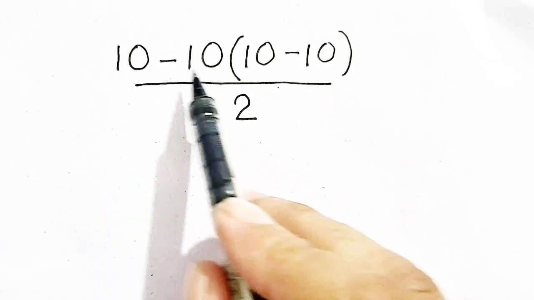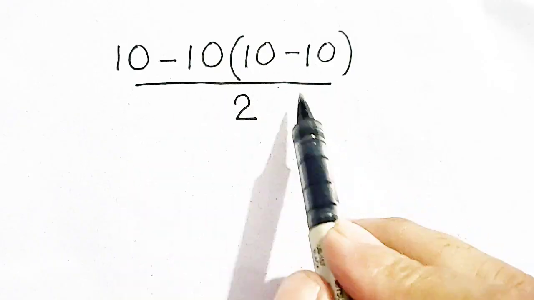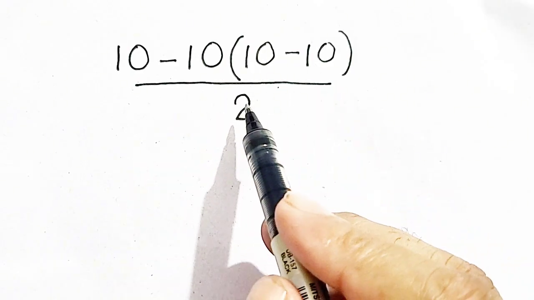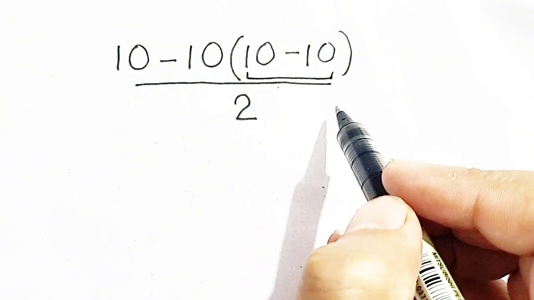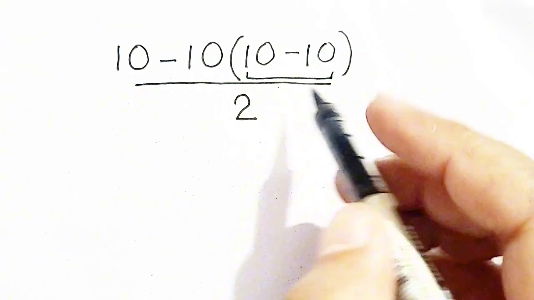The question is 10 minus 10 times (10 minus 10) divided by 2. Here we have to solve parentheses, and by which rule do we solve parentheses?